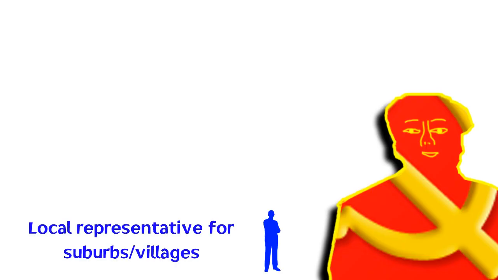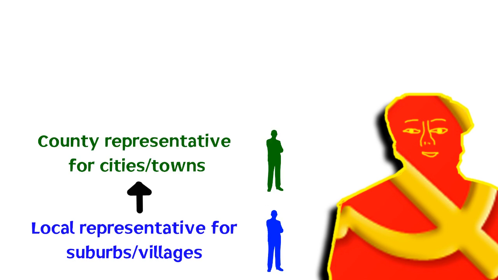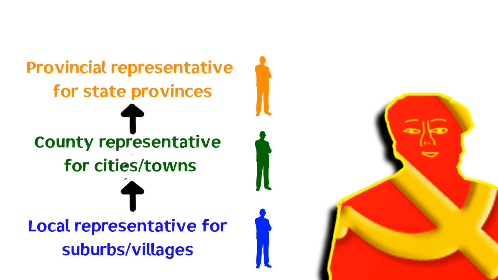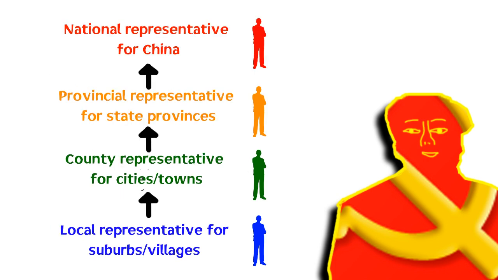There was a local Congress for the suburbs, a county Congress to represent cities and towns, and then provincial governments to represent the provinces, basically the Chinese equivalent of states. And then there was a national Congress to represent the people of China on a national level. Now, these congressional seats are also held for 5 years. Now, a really important point.